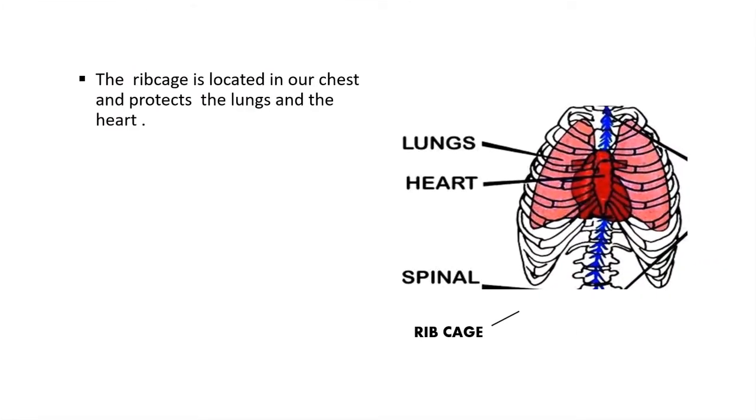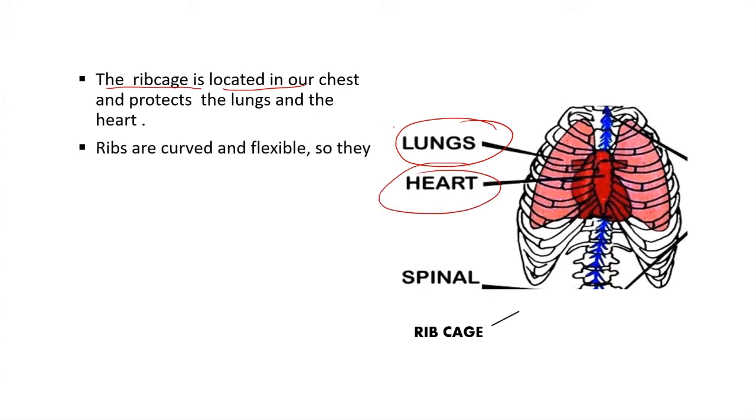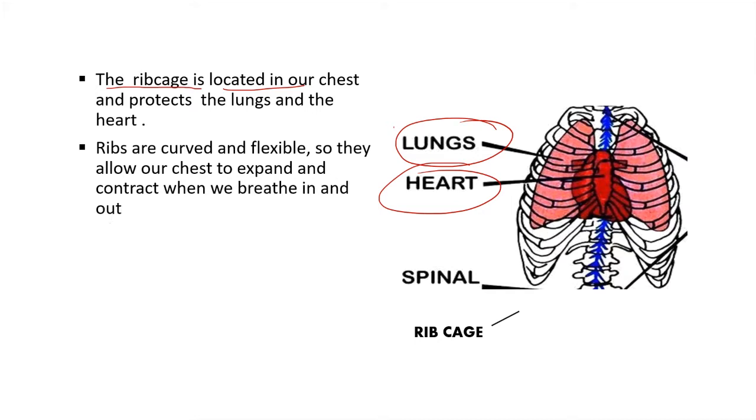The rib cage is located in our chest area and it protects the lungs and the heart. These are two very vital and delicate organs of our body. They are given protection by the rib cage. Ribs are curved and flexible, so they allow our chest to expand and contract when we breathe in and breathe out.